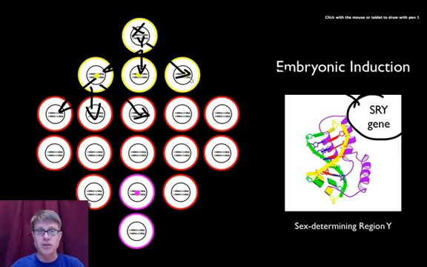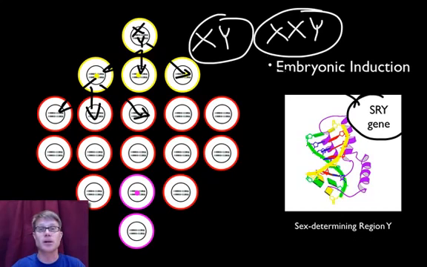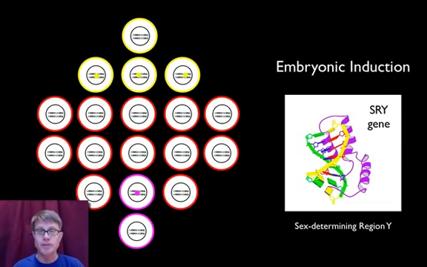You could, for example, be XY and you become a boy, but you could also be XXY and you become a boy, or you could be XXXXY, we'll talk more about those later, and you'd still become a boy because you have that SRY gene. Likewise, if you're XX, you don't have the SRY gene, you don't become a boy.